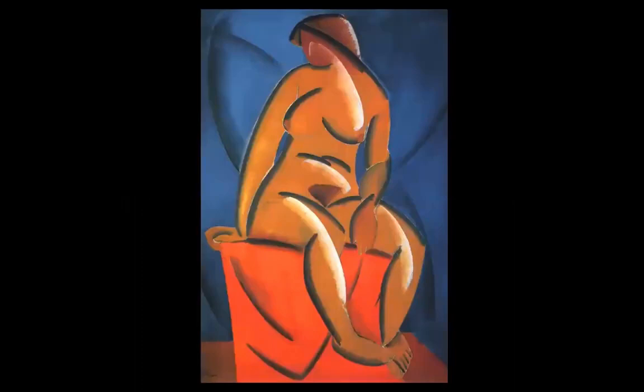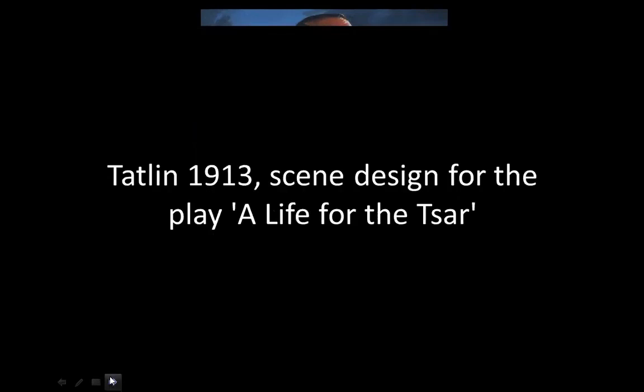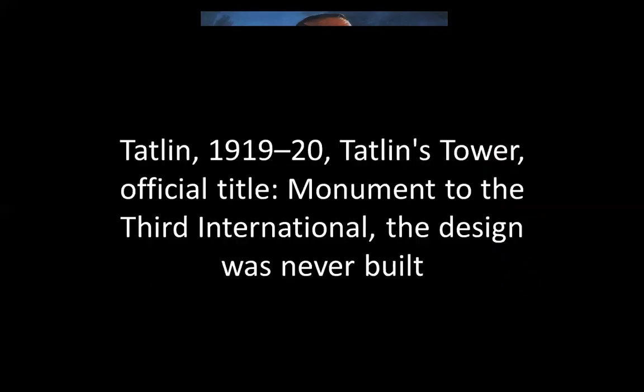This is from before the revolution, a female model, 1913, oil painting, but he became more radical and more experimental later on. A scene designed for the play A Life for the Tsar from 1913. Here we see indeed the life of the Tsar is a Gothic interior, which has nothing to do at first sight with the adventurous abstractions of later years.